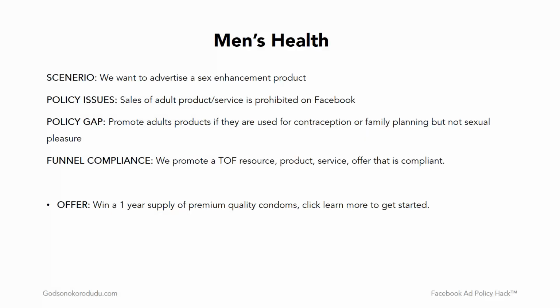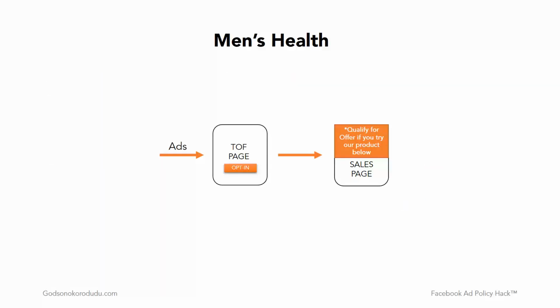Now, don't get me wrong, condoms are not the only loopholes. So that's your own task. So if this is something you're promoting, you need to go and think deeply. What would someone who is interested in, or a man in this case, who is interested in increasing his sexual performance, what else would he be interested in that would not be against Facebook's policy, that would be compliant with Facebook policy? And then you use that as the top of funnel offer or page or educational material, and then you link that with the sales page, just as you have seen right here.